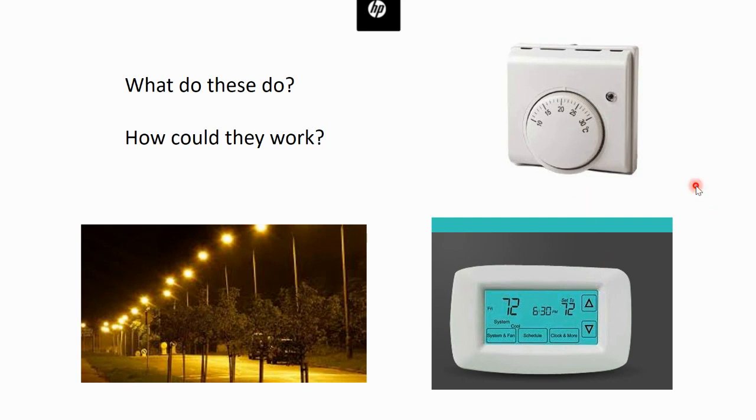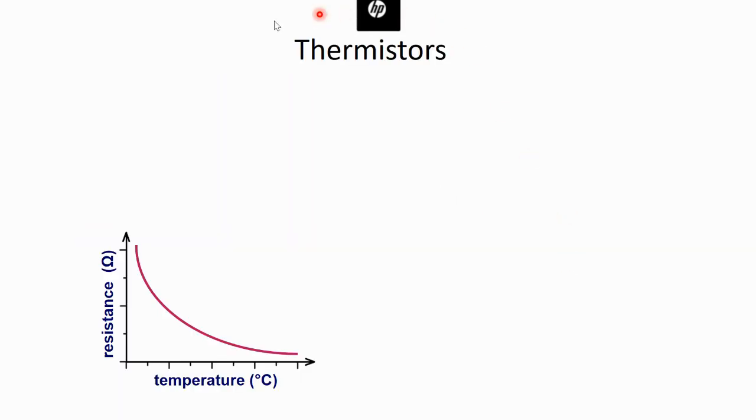How do we design circuits that respond to heat or light? We're going to look at two new components that do this. So the first component that we're going to look at is a thermistor. A thermistor has this really interesting property where its resistance decreases as the temperature of it increases.